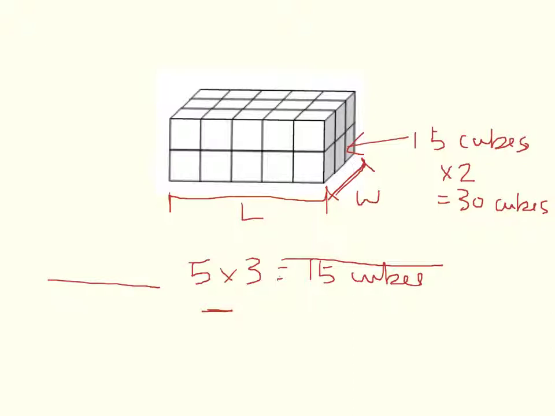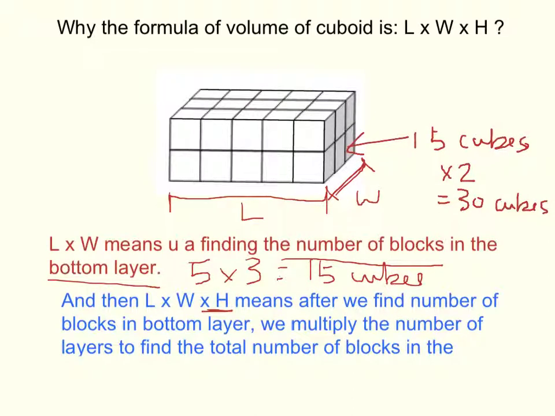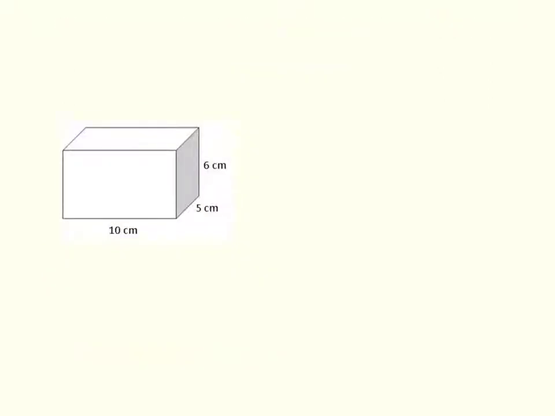So that's why we need to times height after we find out the total number of blocks in the bottom layer. And the 30 cubes here means if each cube is 1 cm cube, the volume will be 30 cm cube.